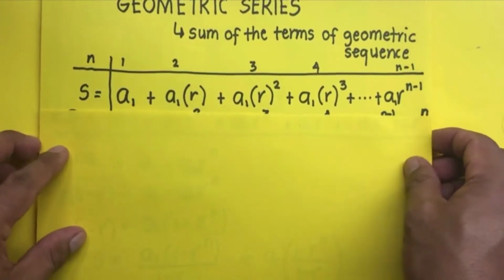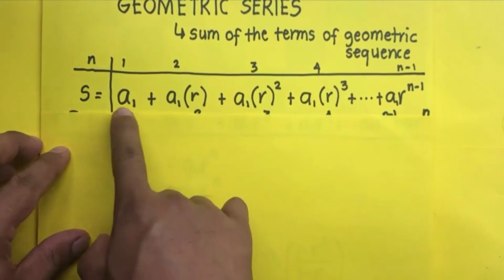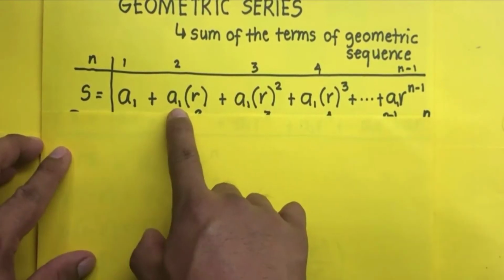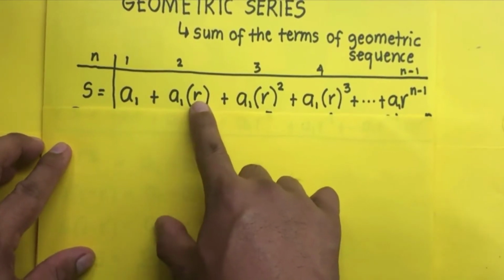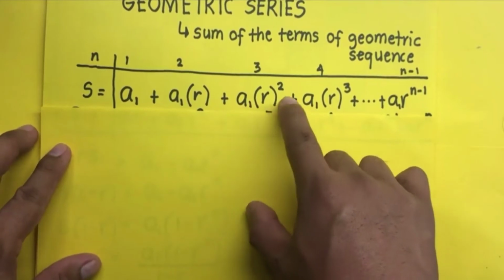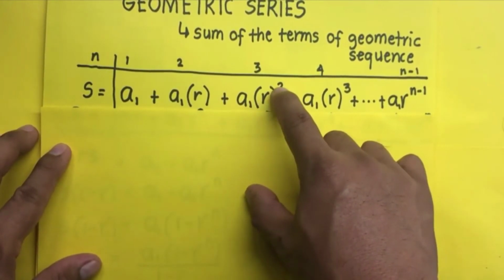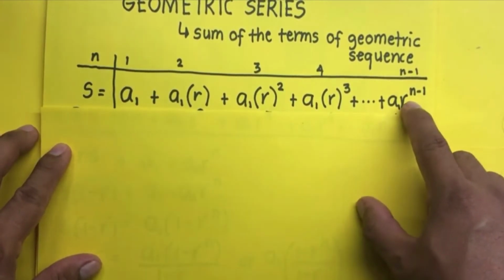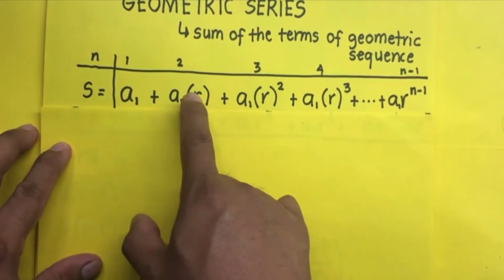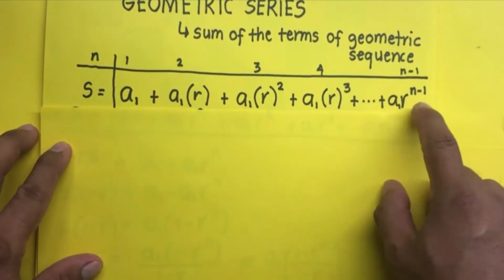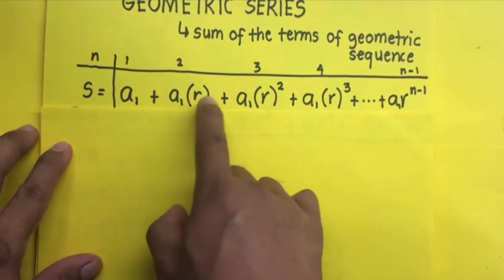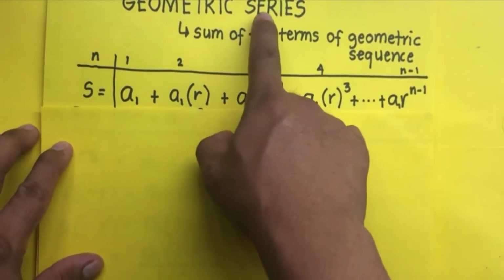So let's represent the terms of the geometric sequence as a sub 1. The next one is a sub 1 times the common ratio r. The next one is a sub 1 times the common ratio raised to the second, until a sub 1 times r raised to n minus 1, because we multiply this by r on the second term. So we have n minus 1 here. If we get the sum of all these terms, what we have is a series.